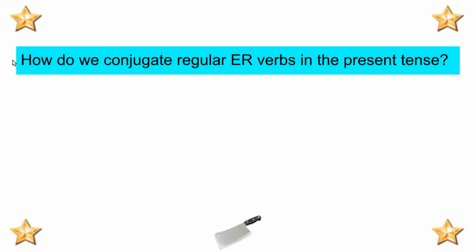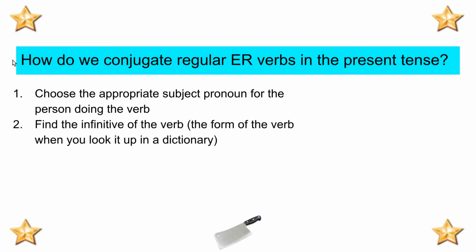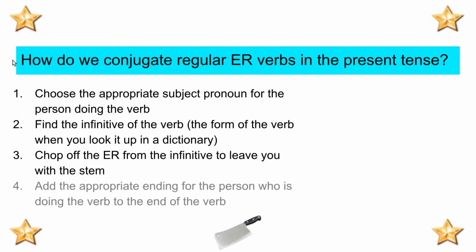How do we conjugate regular ER verbs in the present tense? First, we choose the appropriate subject pronoun for the person doing the verb. Then we find the infinitive of the verb. This is the form of the verb when you look it up in a dictionary. Thirdly, you chop off the ER from the infinitive to leave you with the stem. And then you add the appropriate ending for the person who is doing the verb to the end of the verb.